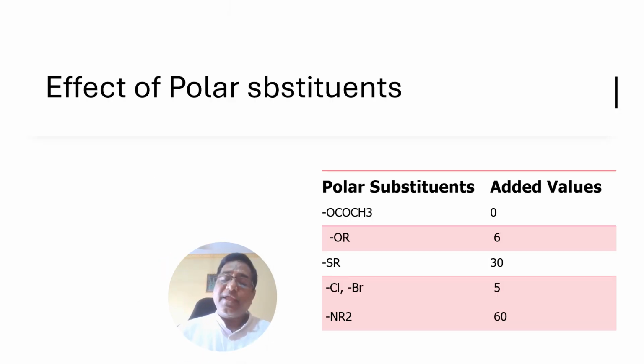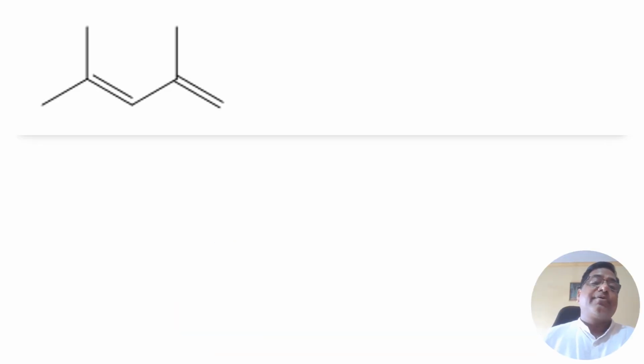And if there are other substituents like polar substituents present, like if there is an alkoxy group, then you have to add 6. And if halogens are present, then you have to add 5. And then it is for the other substituents also. Now you can see this is one example. We can take it here.